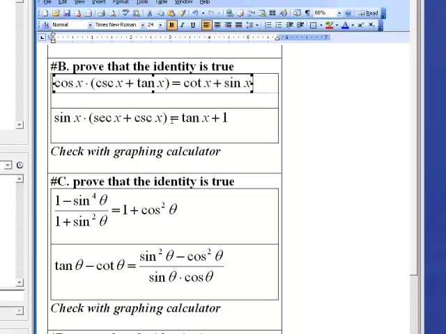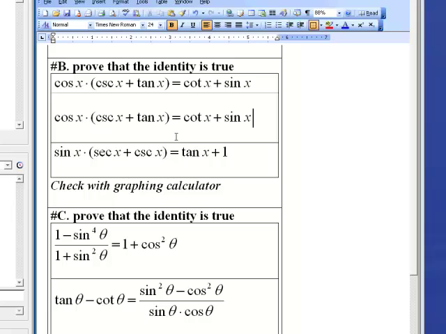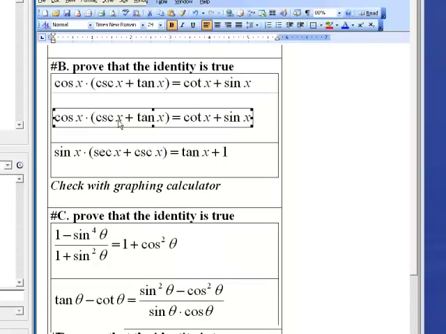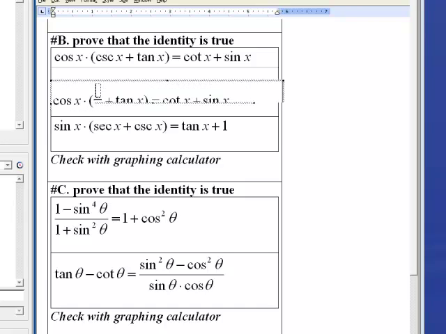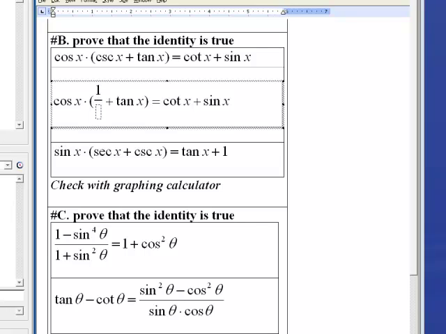Cosine times cosecant plus tangent equals cotangent plus sine. Here what I would do is switch the cosecant to a sine. So I'm going to have 1 over sine x.